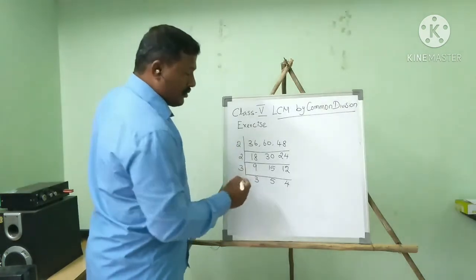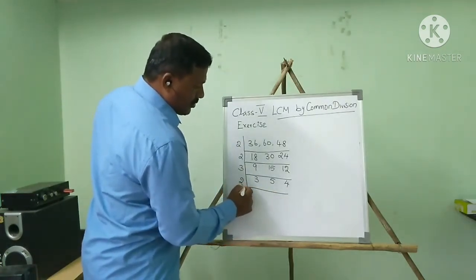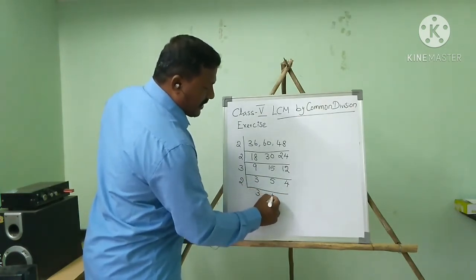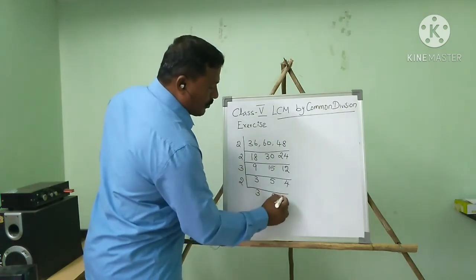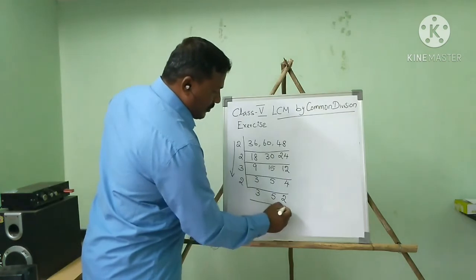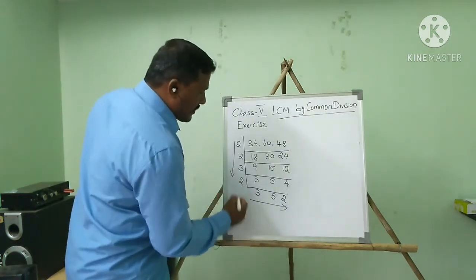So again we have to divide. I will divide by 2. We can't divide by 3, so I will take it as it is. 5 also I will take as it is. 2 2's are 4. Now see, these are all prime numbers. These are also prime factors. So let me write all the factors.